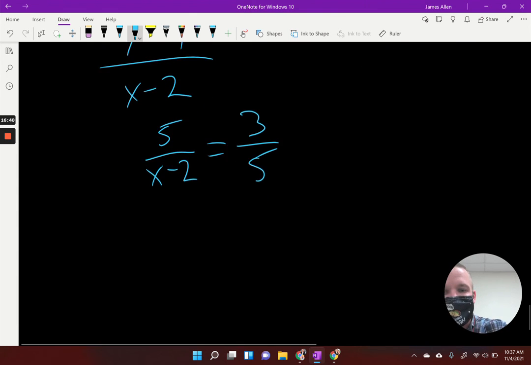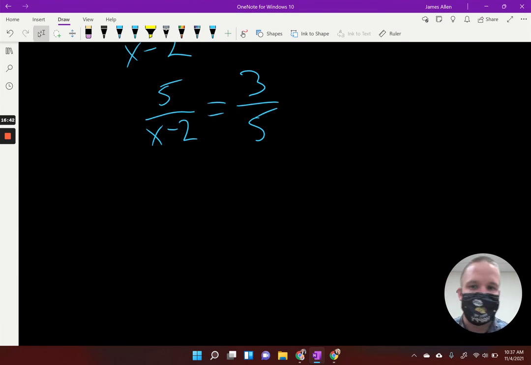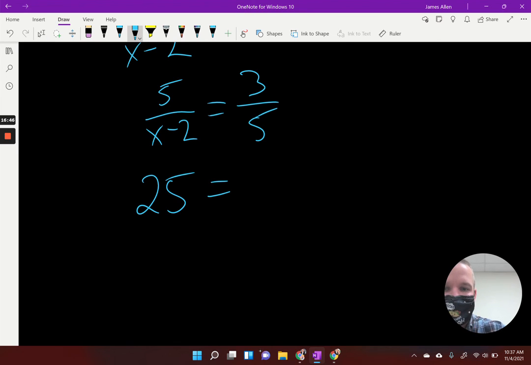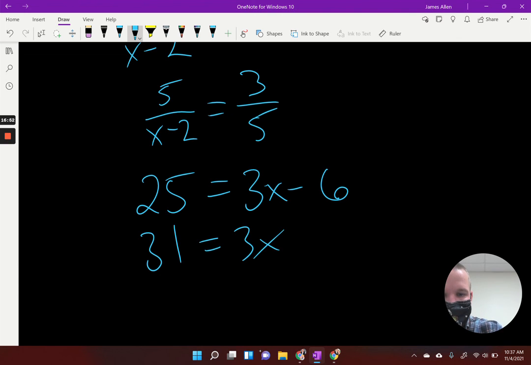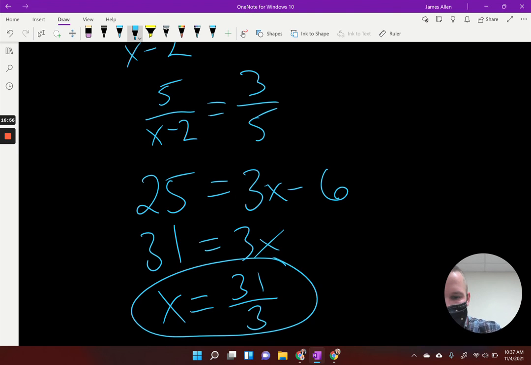Now we're just going to cross multiply. So 5 times 5 is 25, and then 3 times x minus 2 is 3x minus 6. I'm going to add 6 to get 31 equals 3x. So x is going to be 31 divided by 3. That's not going to simplify. You can get the decimal if you'd like. It'd be 10.3 repeating or something like that.